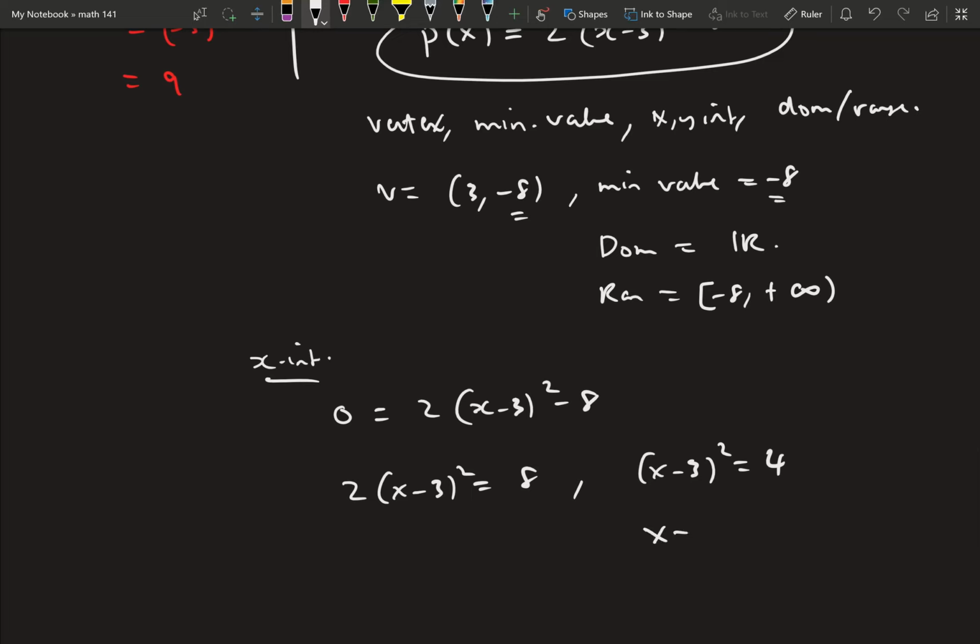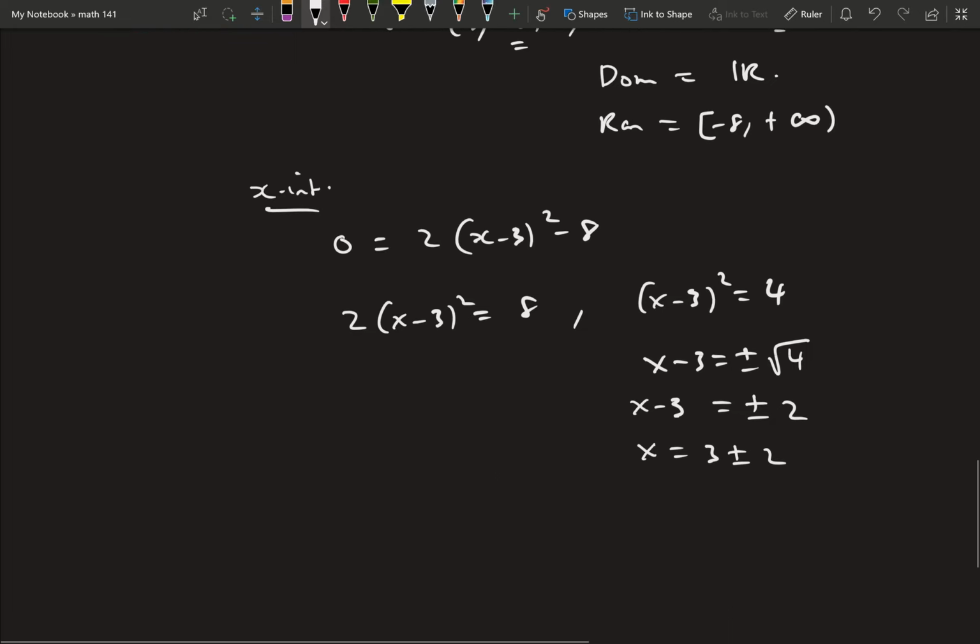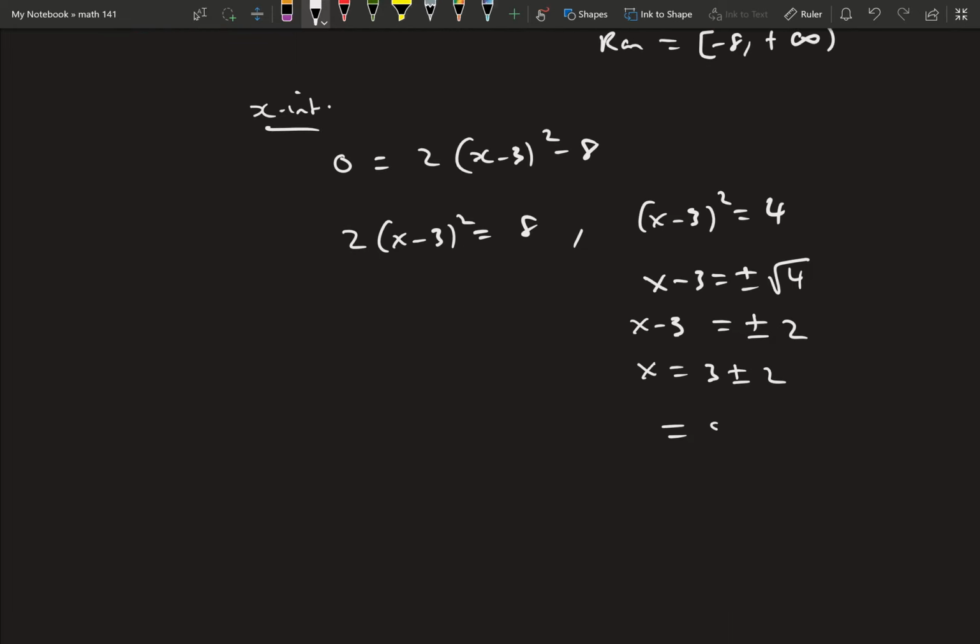And hence x minus 3 is plus or minus the square root of 4, which is plus or minus 2. So x is 3 plus or minus 2. Well, 3 plus 2 is 5. 3 minus 2 is 1. So we can compute this nicely. These are our x-intercepts.